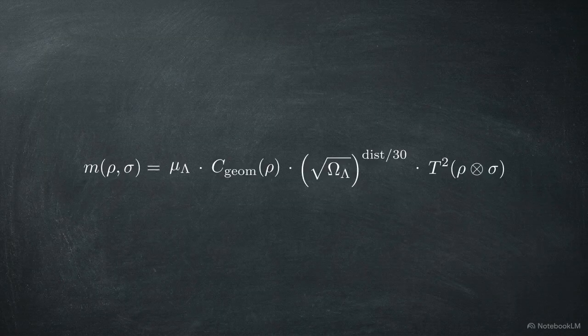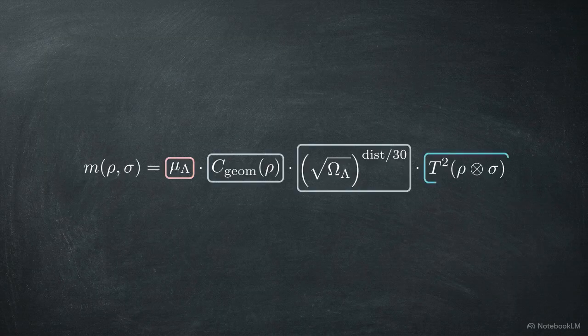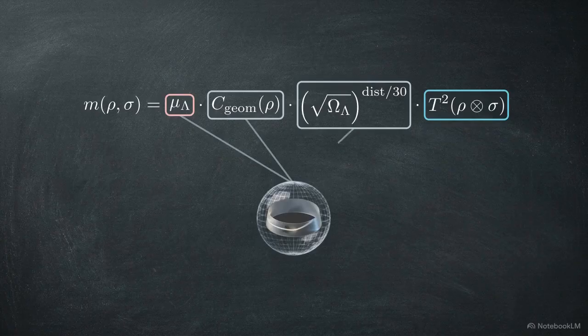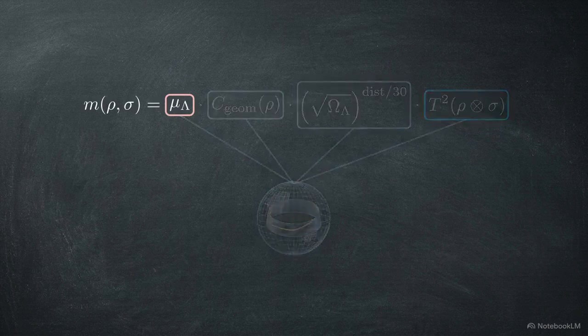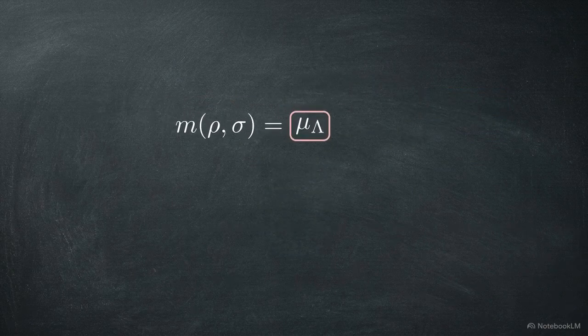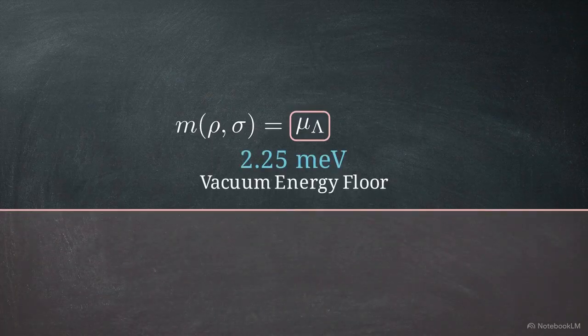It calculates the mass of a fermion using four specific factors. Each of these components traces independently back to a single topological postulate, the embedding of a Möbius strip into the three-sphere. The first factor establishes the baseline scale. It is the fourth root of the cosmological constant energy density, creating a vacuum energy floor of 2.25 milli-electron volts.